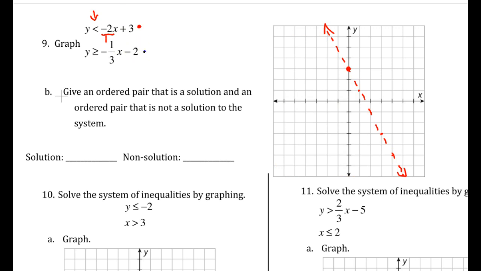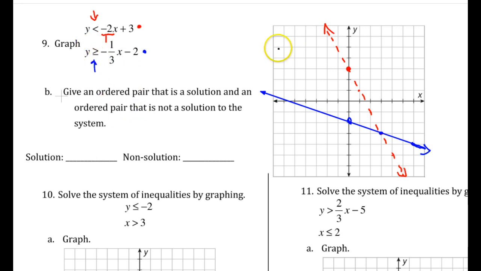Go ahead and do the next one. Alright, negative 2. And this is down 1, right 3. Down 1, right 3. And this is a solid line. There. Okay. And here it's shaded above. Right? Greater than, that's above.